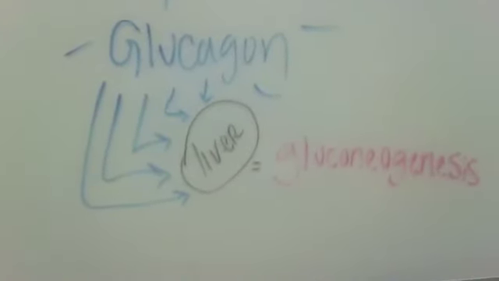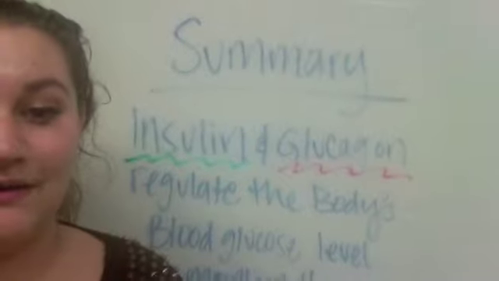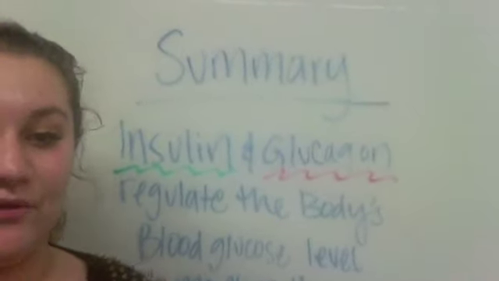In the liver and skeletal muscles, glucose is stored as glycogen through the synthesis of glycogenolysis from non-carbohydrate precursors such as lactate, glycerol, and amino acids. Gluconeogenesis is the formation of new glucose in the liver. In summary, insulin and glucagon regulate the body's blood glucose level to maintain homeostasis.